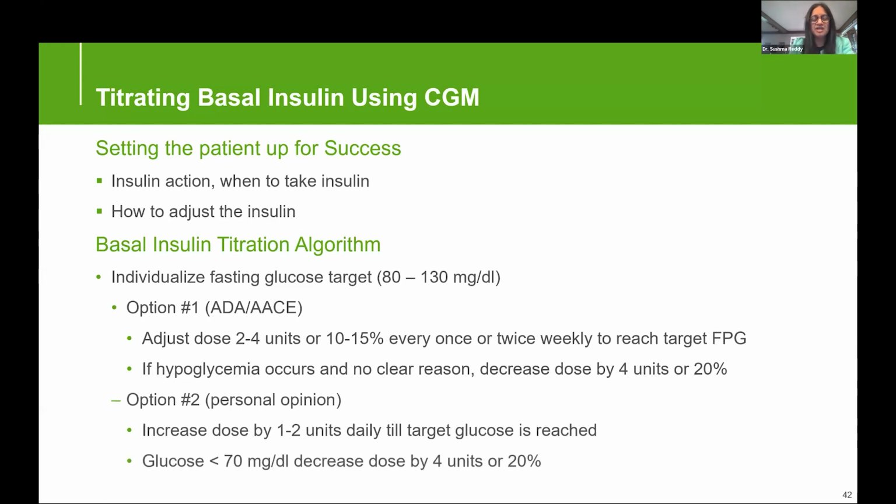And if they have any hypoglycemia, tell them to cut their dose down by 20%. And sometimes it's hard for patients to think in percentages, so just say by 4 units, or whatever you pick would be 20% for that patient. So this one is what I find personally much easier to do and easier for patients to follow because they're doing something every day.